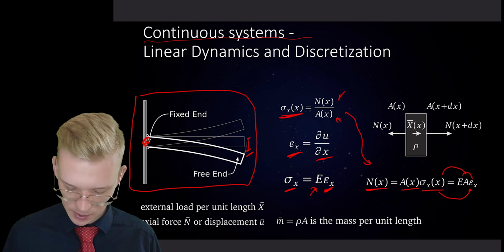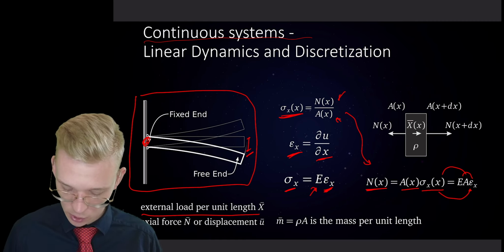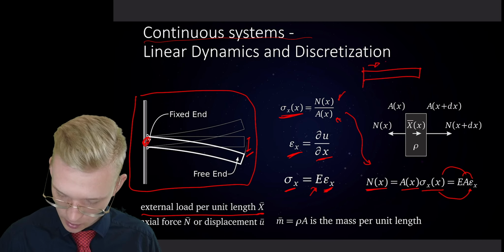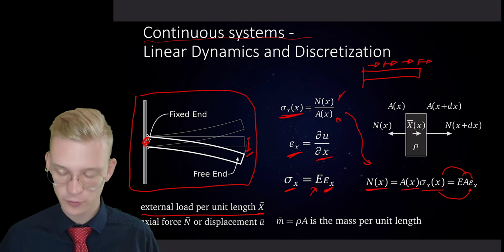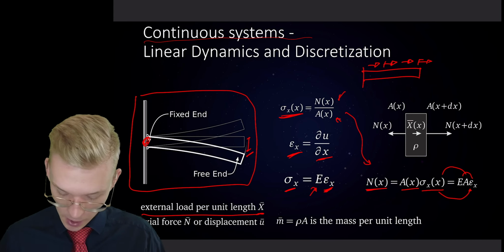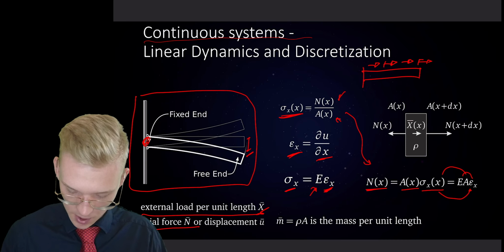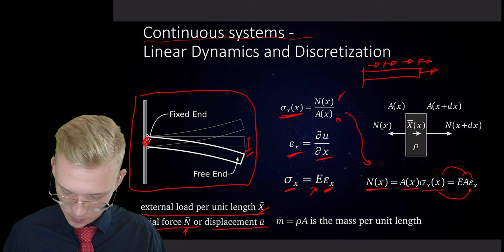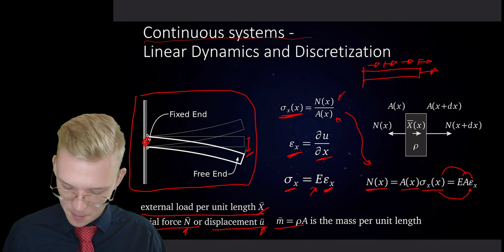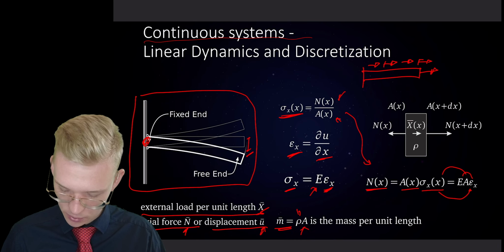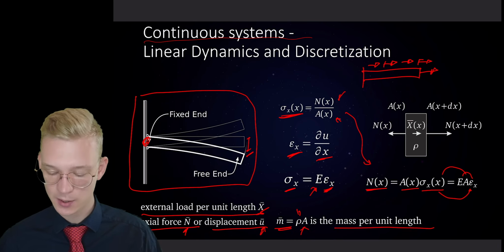If we have a system with an external load per unit length, so a force that is applied to our whole bar, for example like wind or snow, this is our n', and we have a force at the end, for example something is pulling. This is our N, and the displacement is u. And m' is our density times our area, so it's the mass per unit length.